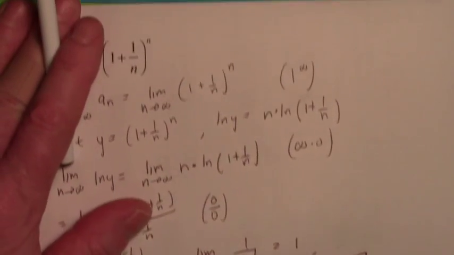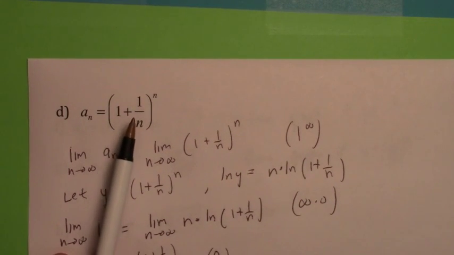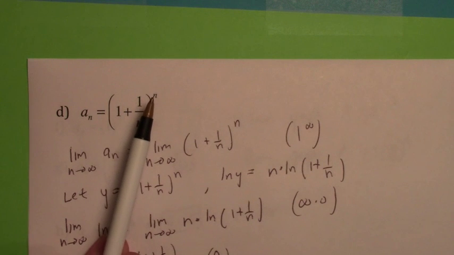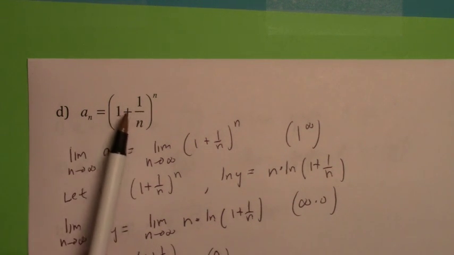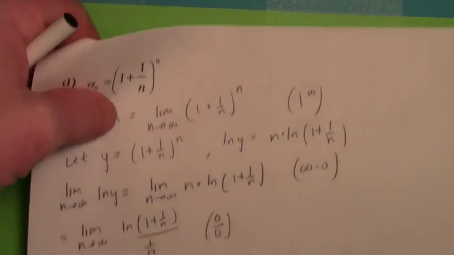And perhaps now you recognize this. This is a definition of e. The limit of 1 plus 1 over x to the x as x goes to infinity. This is one of the ways we defined e.